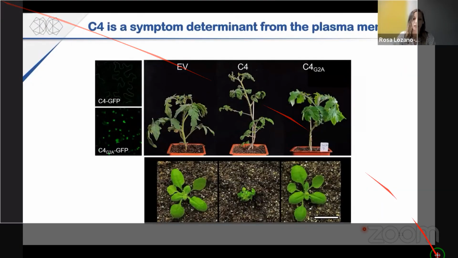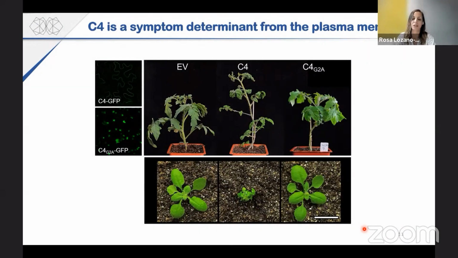What we knew was that C4 has to be at the plasma membrane in order to trigger this effect. If we express the wild-type version of C4, which is mostly at the plasma membrane, in transgenic tomato or Arabidopsis plants, you can see that these plants display very strong developmental alterations that resemble the symptoms during the infection. Now, if we express a non-myristoylated mutant version of C4, the C4 D2A version, that localizes to the chloroplast exclusively, then the plants look rather wild-type-like. So C4 has to be at the plasma membrane for the symptoms to appear.